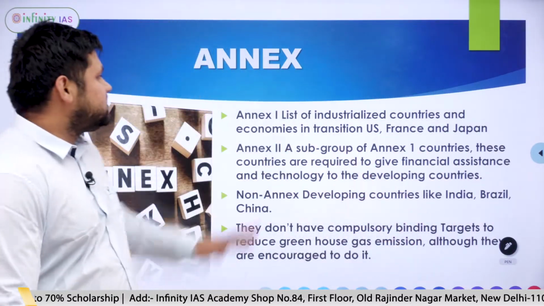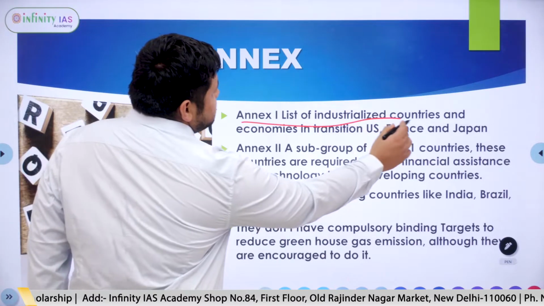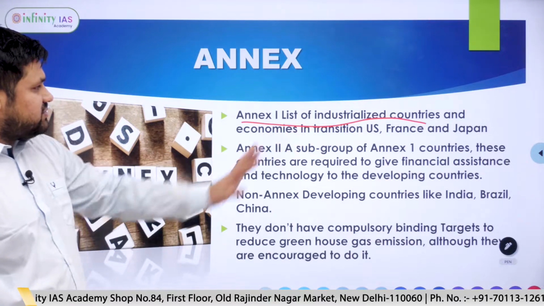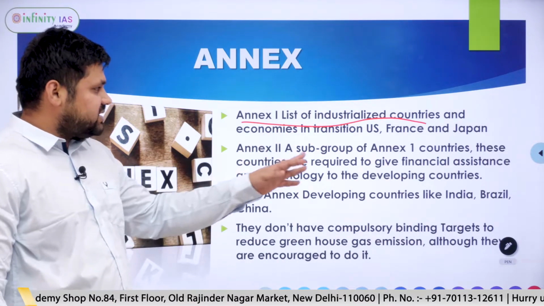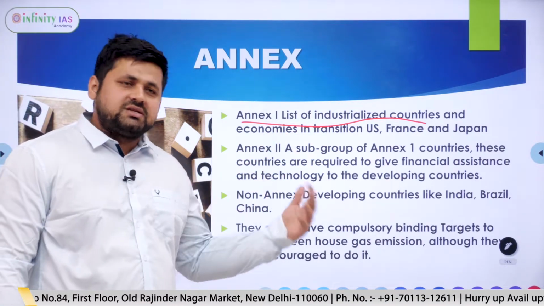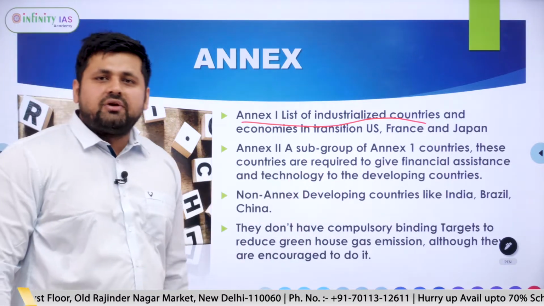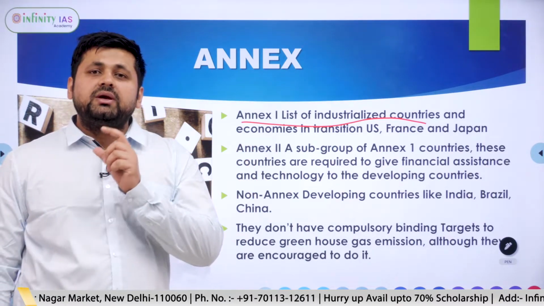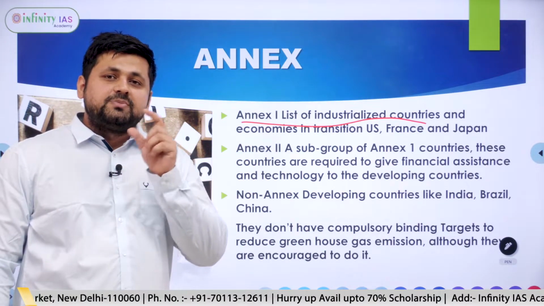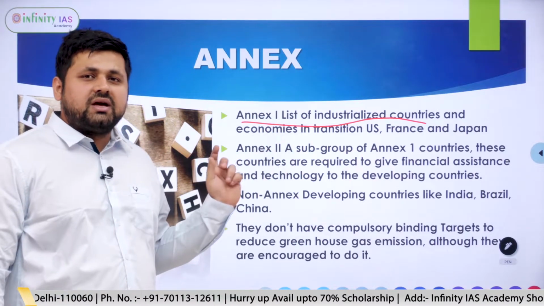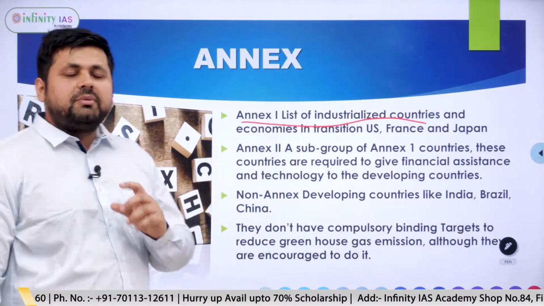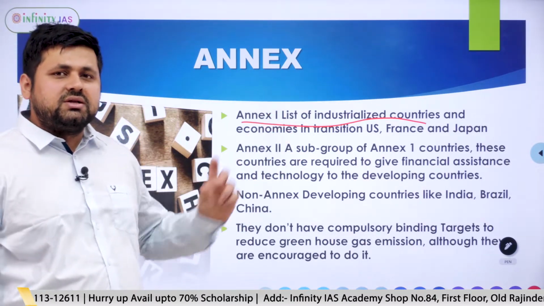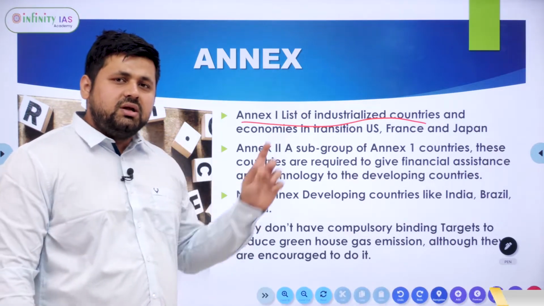Now these are the annexes. I told you Annex 1 consists of industrialized countries. Annex 2A is a subgroup of Annex 1 countries, and these countries are required to give financial assistance and technology to developing countries. Remember these annexes, and you need to be clear about which countries lie in which annexes. You don't need to remember the name of each country, only the broad outline, like the developed countries are included in this annex and the developing countries are included in this annex.